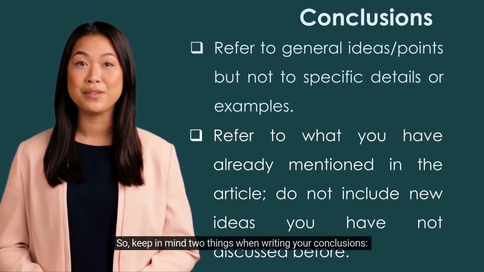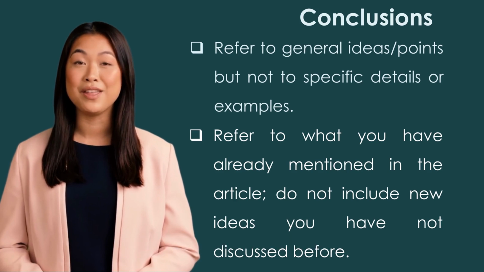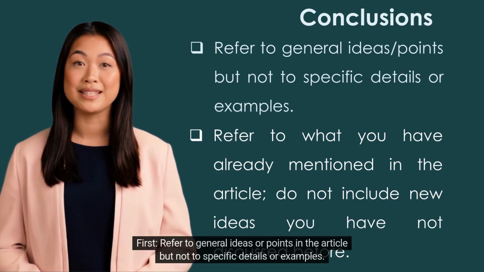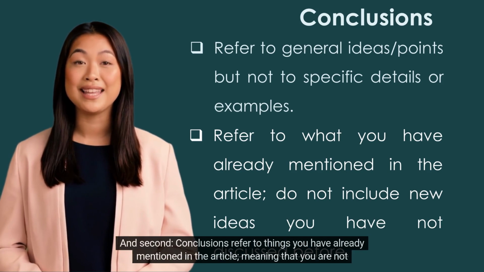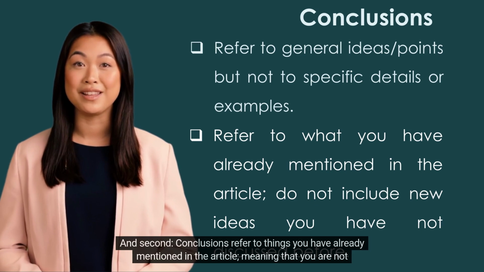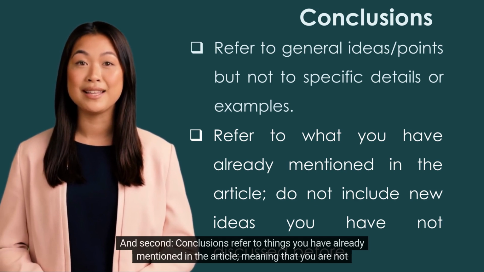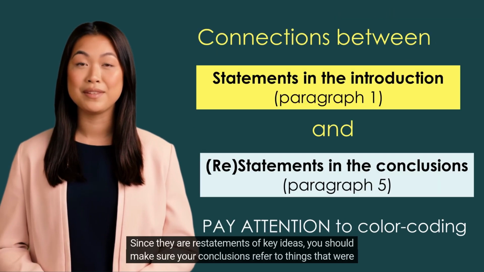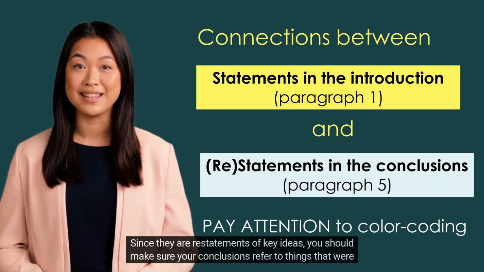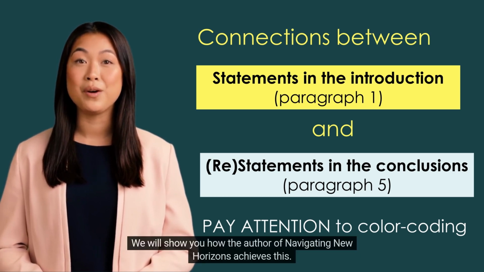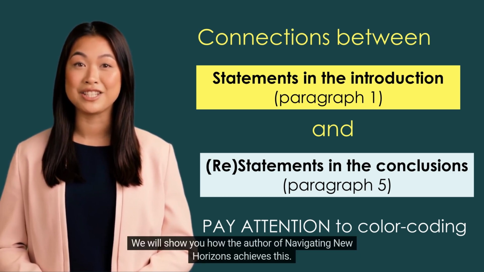So keep in mind two things when writing your conclusions. First, refer to general ideas or points in the article, but not to specific details or examples. And second, conclusions refer to things you have already mentioned in the article, meaning that you are not supposed to come up with ideas you have not discussed before. Since they are restatements of key ideas, you should make sure your conclusions refer to things that were announced in the introduction. We will show you how the author of Navigating New Horizons achieves this.